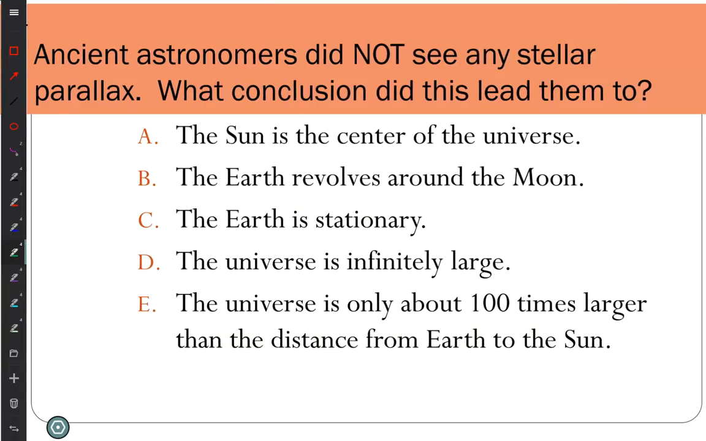So let's get to, I just asked this question. Ancient astronomers did not see any stellar parallax. What conclusion did this lead them to? As I saw Gabby move, they didn't see that happen as the Earth went through the seasons. So what did they conclude?